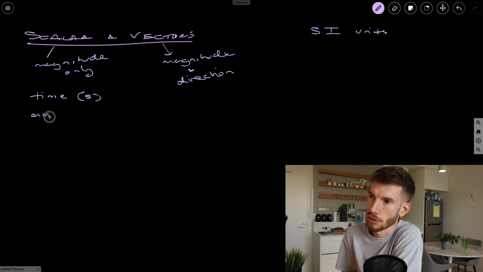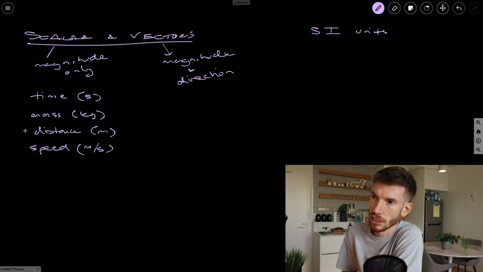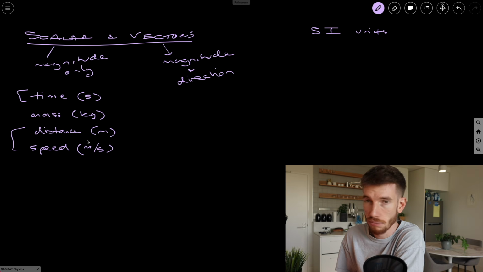Some other ones that we come across are mass, in kilograms. And then we also have some other things like distance, measured in meters. And we'll also have speed, which is measured in meters per second. These are some of the common ones. We won't be dealing so much with these two, or really time, today. We will be dealing with mass though as we go through.